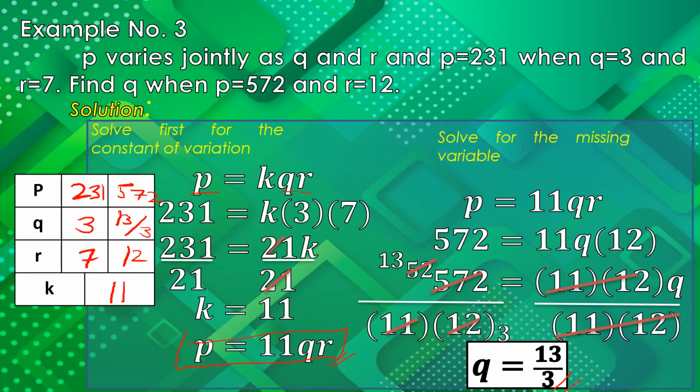Or pag nilipat natin sa decimal, it's approximately 4.333. Ganon. And that's it for our joint variation.